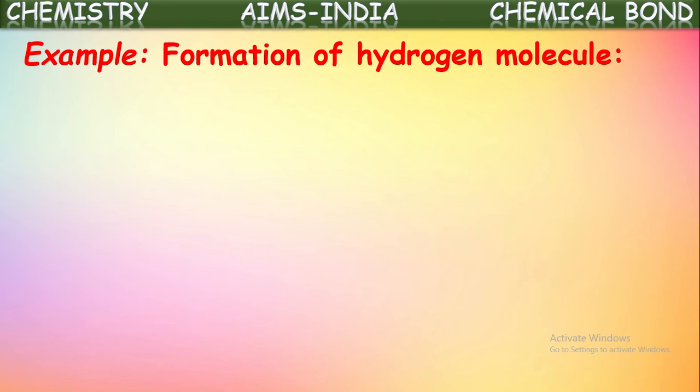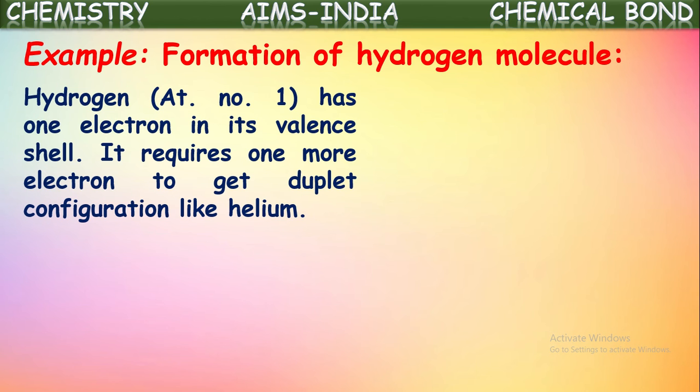Let us see another example. Formation of hydrogen molecule. We know the hydrogen atomic number is 1, meaning it has only one electron in its valence shell. Is it a stable element? No, because as it is having only one shell, if it is having two electrons, then it becomes stable. But hydrogen has only one electron. It requires one more electron to get a duplet configuration like helium.